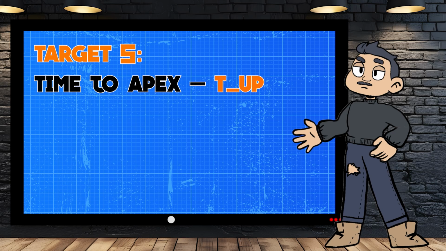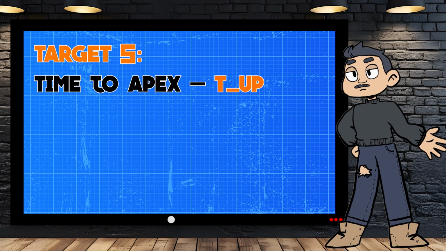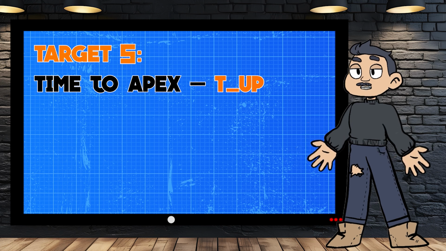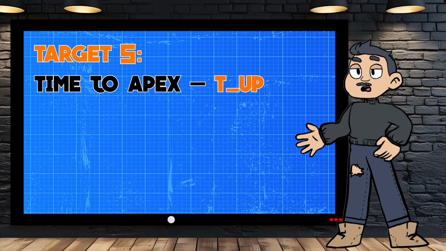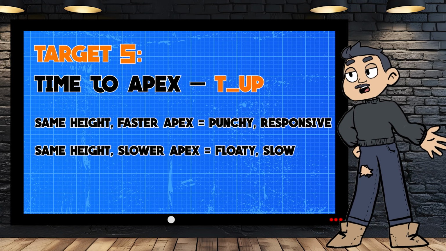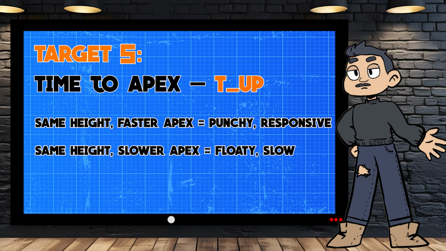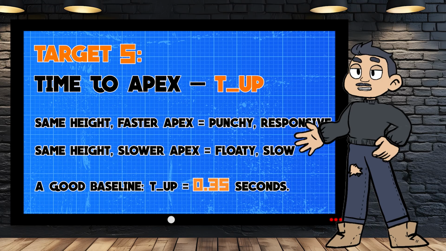Target 5. Time to apex, T up. Apex means the top of the jump, the highest point. Time to apex is how long it takes to reach that top point. This is important because 2 jumps can be the same height but feel totally different. Same height, faster apex equals punchy, responsive. Same height, slower apex equals floaty, slow. A good baseline, T up equals 0.35 seconds.